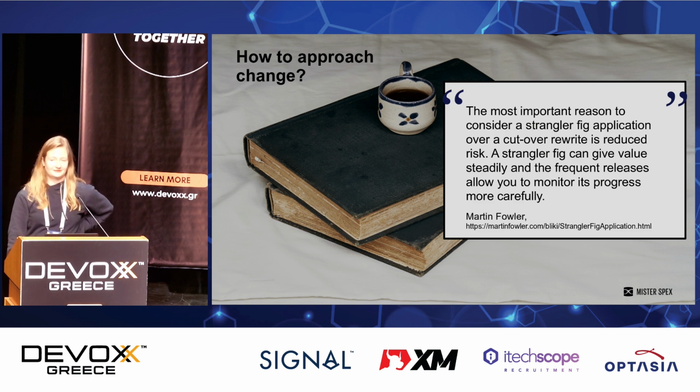Try to cut small, so start with something small and reasonable. And this is about the Strangler fig pattern. The most important reason to consider a Strangler fig application over a cut-over rewrite is reduced risk, meaning business risk, not technical risk. A Strangler fig can give value steadily, and the frequent releases allow you to monitor its progress more carefully. What is a Strangler fig pattern?